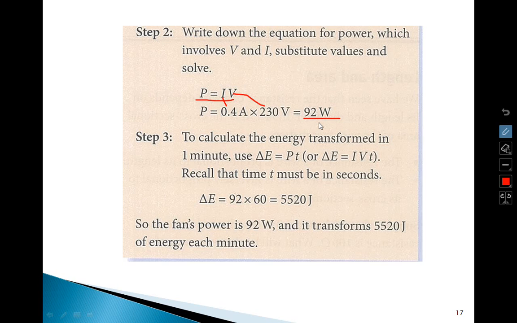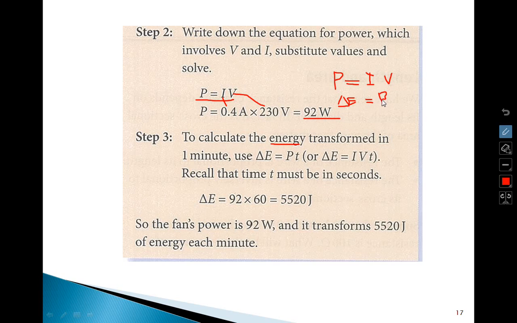Step 3, to calculate the energy transformed in 1 minute, we are going to use the equation of energy. This is the equation of power. Please keep those in mind. P is equal to I times V. This is the power equation. So what's the energy equation? Delta E, energy, is equal to what?